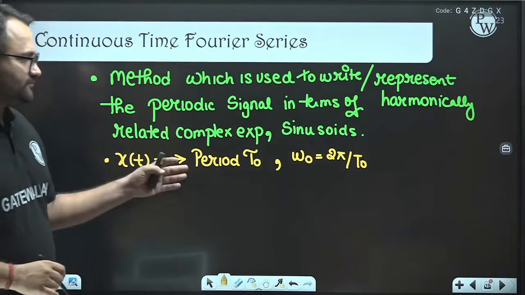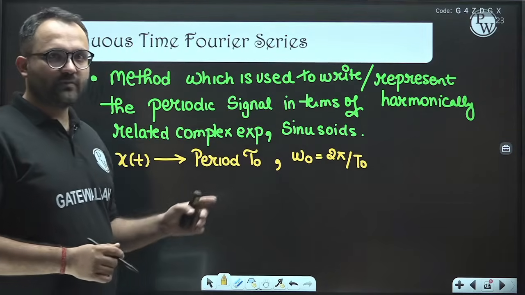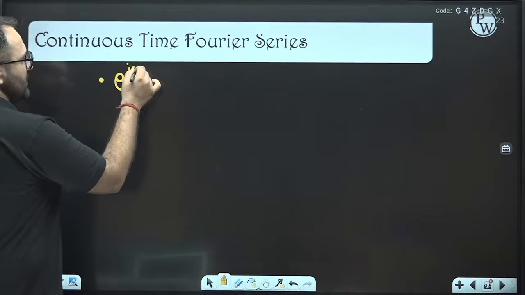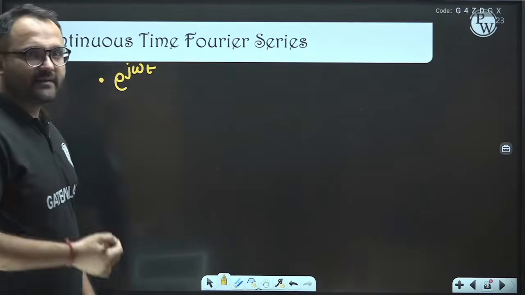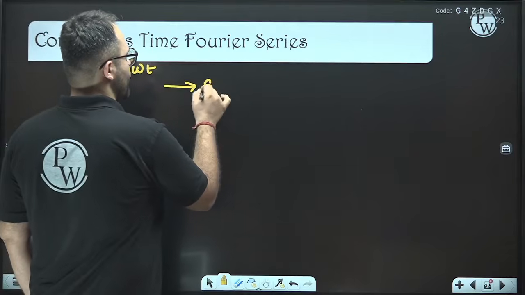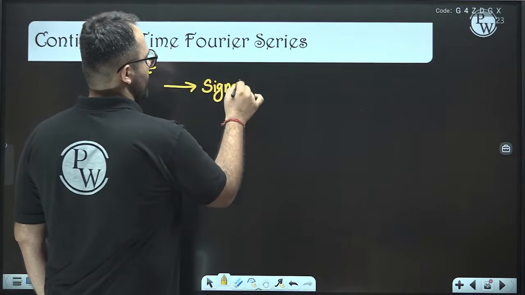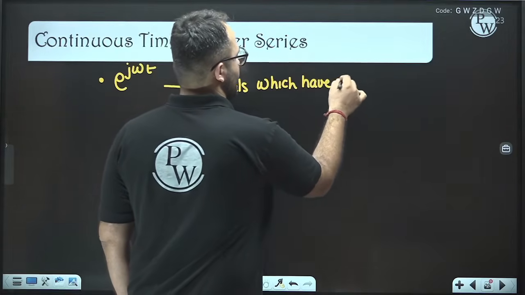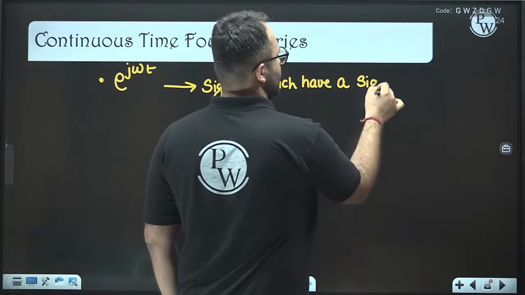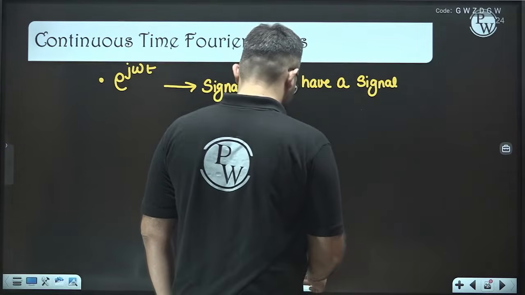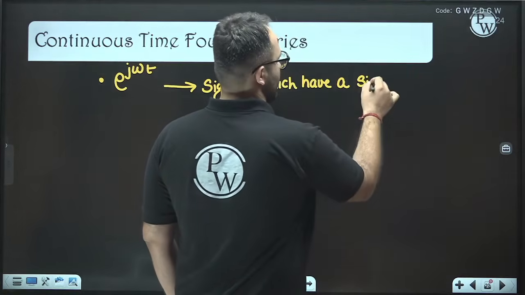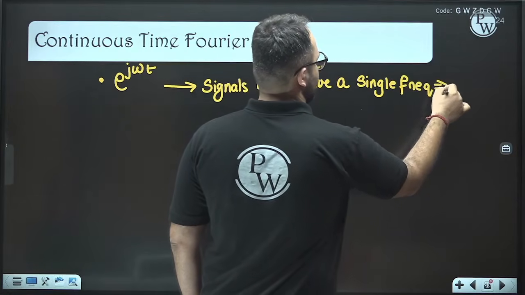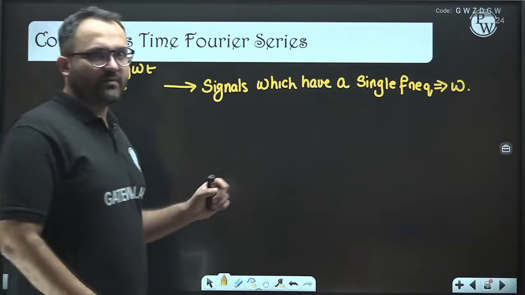Harmonically related complex exponential means, first of all, let us see what is complex exponential. Complex exponentials are of the format e to power j omega t. These are the signals which have a single frequency, that is omega.